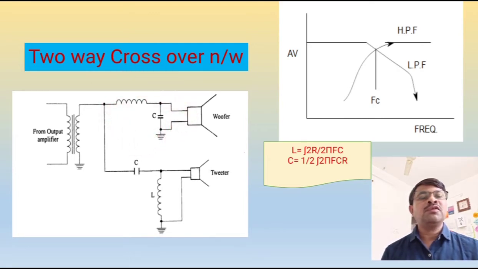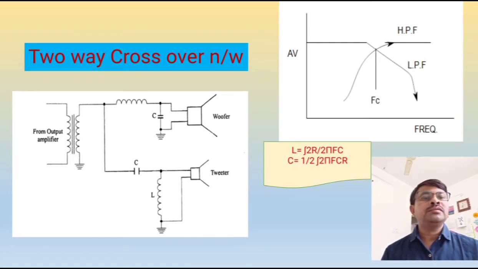The function of low pass filter is to allow only low frequency sound signal to pass to the Hooper. The function of high pass filter is to allow the high frequency signal to pass to the tweeter and block the low frequency signal. This is the important graph for high pass filter and low pass filter with the cutoff frequency. We also call it the crossover frequency.